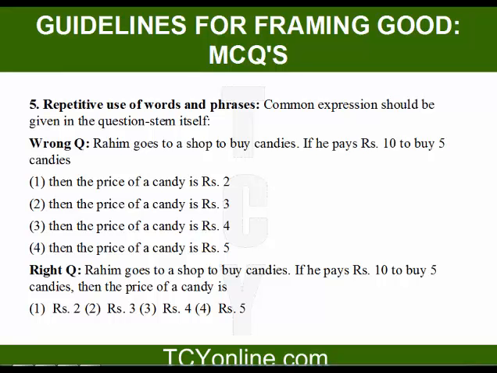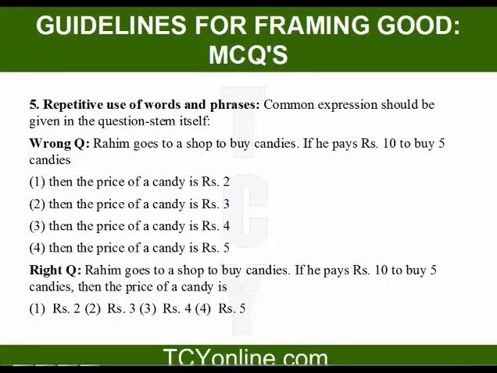This slide cautions against the repetitive use of words and phrases. The common expression must be in the question stem itself and should not be repeated in the options. Consider the following example. Question: Rahim goes to a shop to buy candies. If he pays rupees 10 to buy 5 candies, option 1, then the price of a candy is rupees 2. Option 2, then the price of a candy is rupees 3. Option 3, then the price of a candy is rupees 4. Option 4, then the price of a candy is rupees 5.